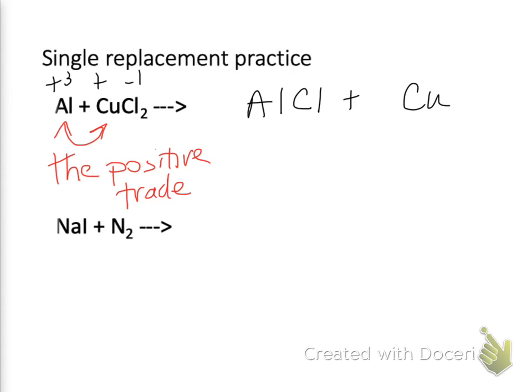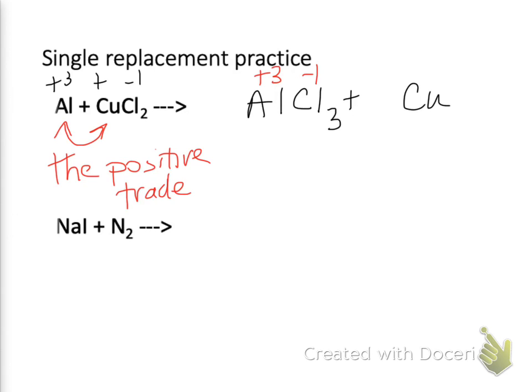So then you want to ask yourself, what's the charge again on each of those ions? Aluminum is a +3, chlorine is a -1. When I crisscross my charges, my correct neutral compound is AlCl3. Copper is not one of the diatomic 7, so copper is fine by itself. We can leave it alone. And then at this point, you'd want to go ahead and balance that equation.